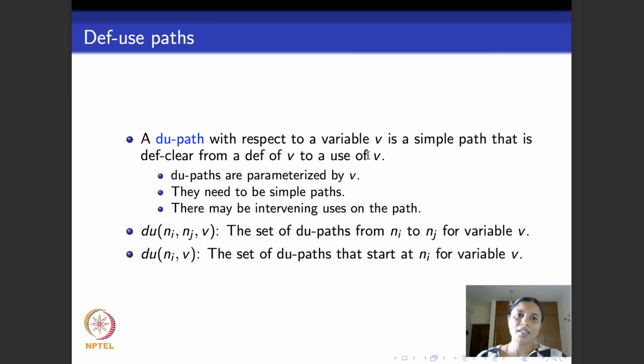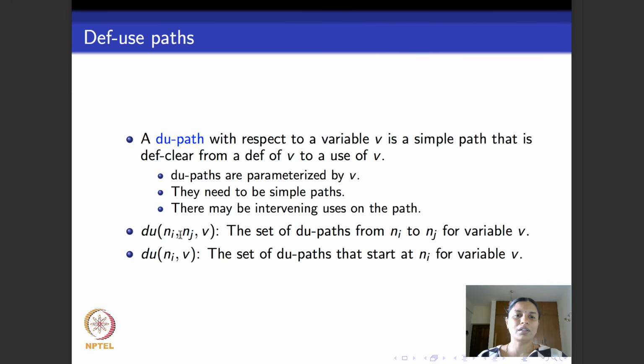If such is the case, then we say that I have found a path from a definition of a variable to a use of a variable, and I abbreviate it and call it a du path, right? So du paths have to be simple paths, and they have to go from a definition to a use. In between, there could be intervening uses but no definitions, right?